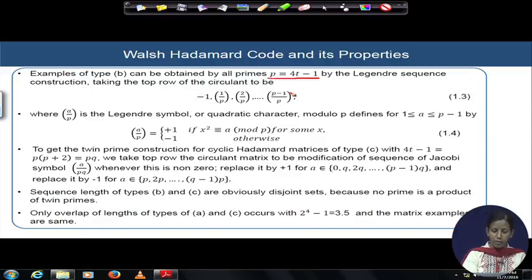The third type is the twin prime construction of this cyclic Hadamard matrix, of type C, which says that n minus 1 should equal p times (p plus 2), equal to p times q, where p and q are coprime.